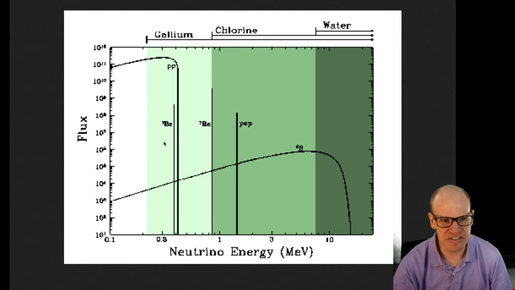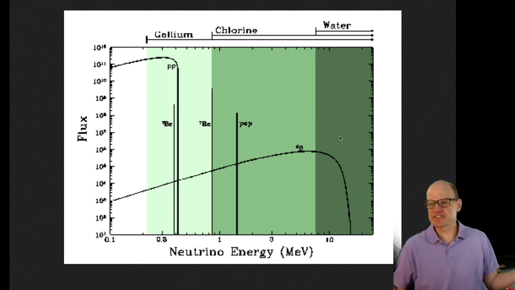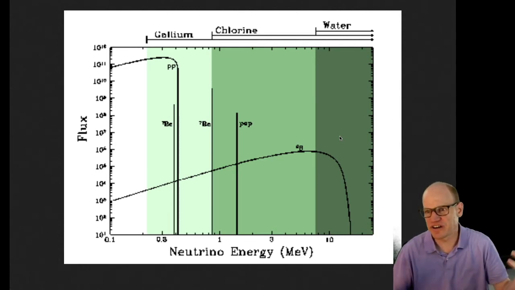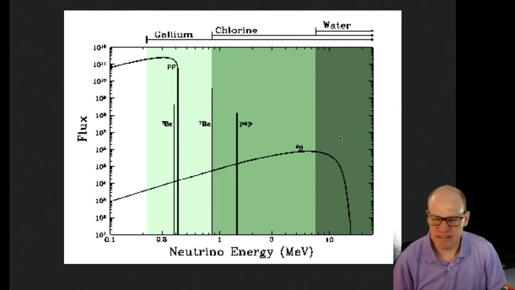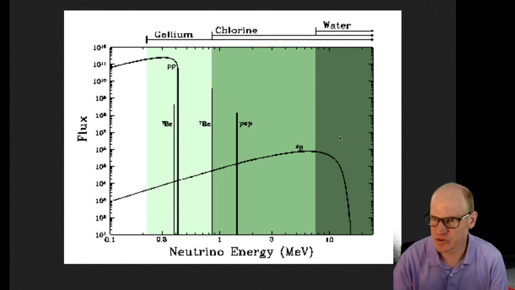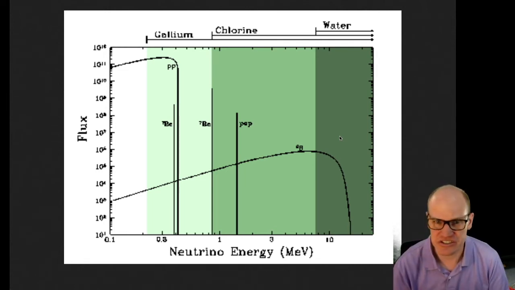So they're sensitive to these things, and then they made the measurements and they got 50%. They saw 50% of the stuff that they expected to find. So the chlorine saw 1/3, these gallium experiments saw 50%. And so it was really a big problem. The solar neutrino problem: we can't verify that the sun is shining the way that our models and our understanding of nuclear physics predicts that it should shine.